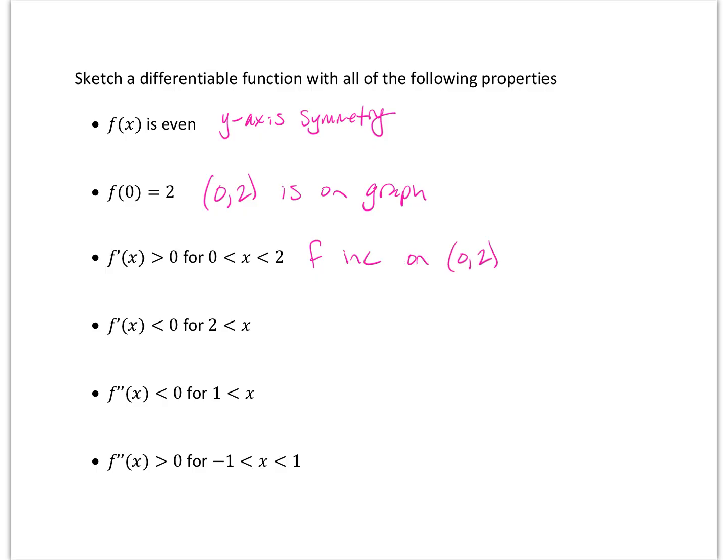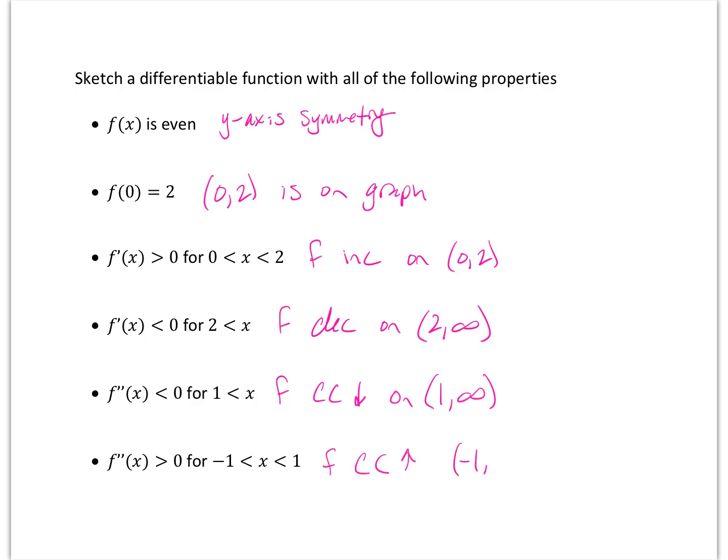And then f prime is negative for x bigger than 2. So that means that f is decreasing from 2 to infinity. F double prime is negative for x bigger than 1. So second derivative negative means that f is concave down from 1 to infinity. And then f double prime positive between -1 and 1. So that means that f is concave up from -1 to 1.